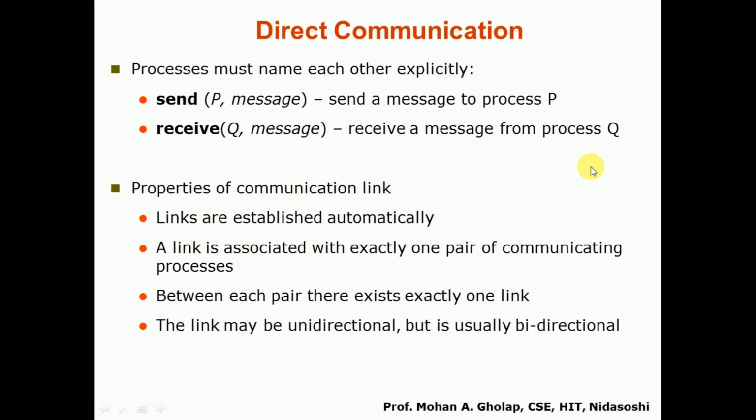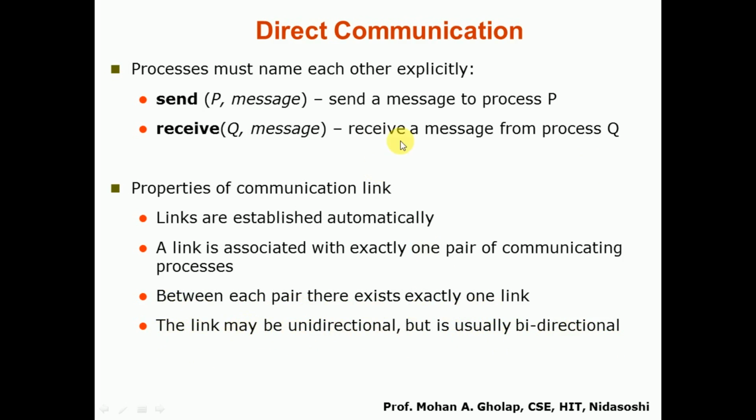So no third process can interfere in the communication between P and Q here. Okay. After this, between each pair there exists exactly one link, and the link may be unidirectional but is usually bidirectional. Usually it is bidirectional only.